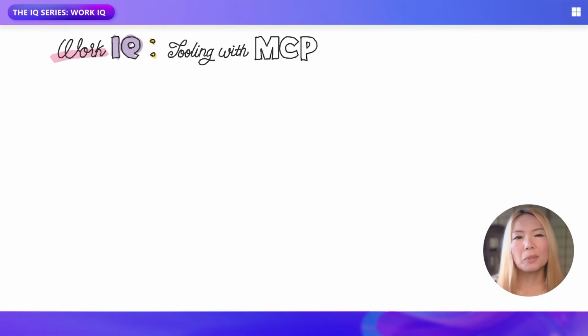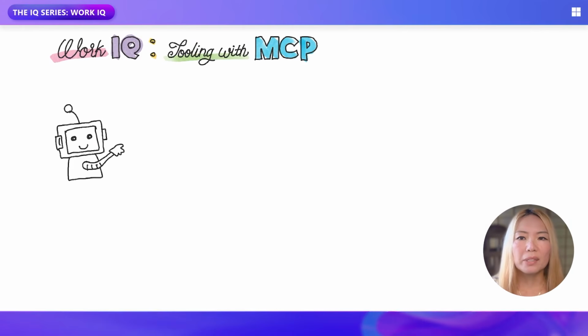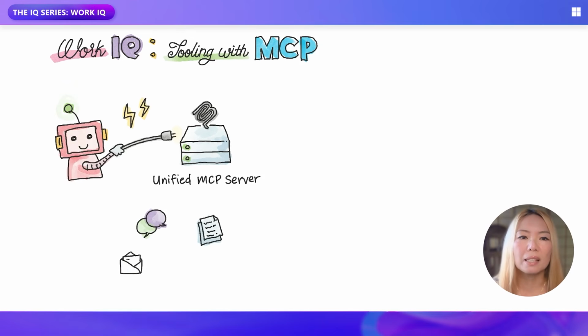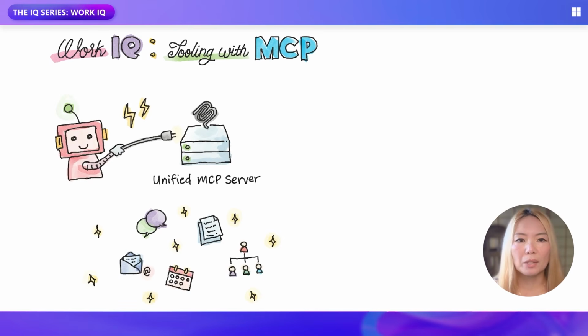In this part, the focus is on MCP, Model Context Protocol. This is what allows agents to call Work IQ as a set of tools. So instead of just generating answers, it can pull real context from Microsoft 365 and take action. Through the unified MCP server, Work IQ exposes Microsoft 365 to access things like chats, files, emails, and even org data. So now agents aren't just reasoning, they can actually access and operate on real enterprise data in a structured way.